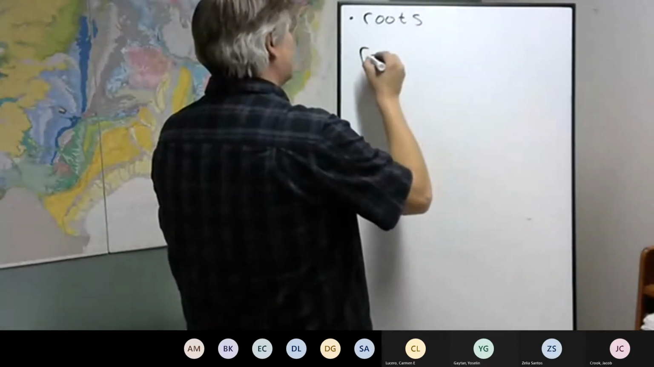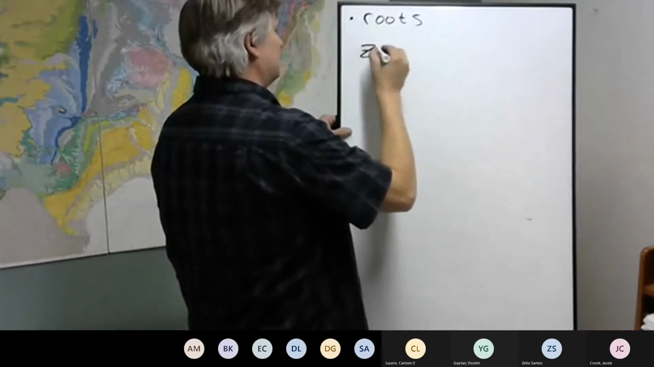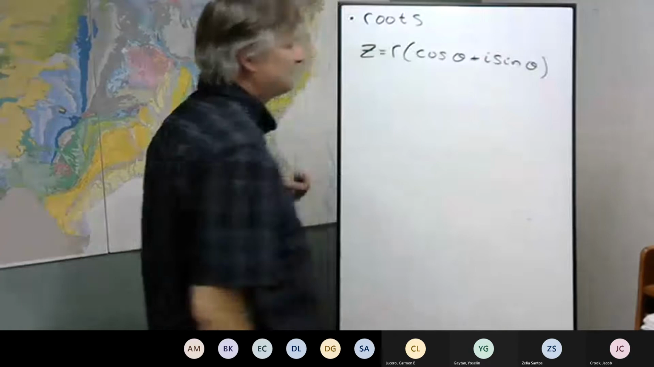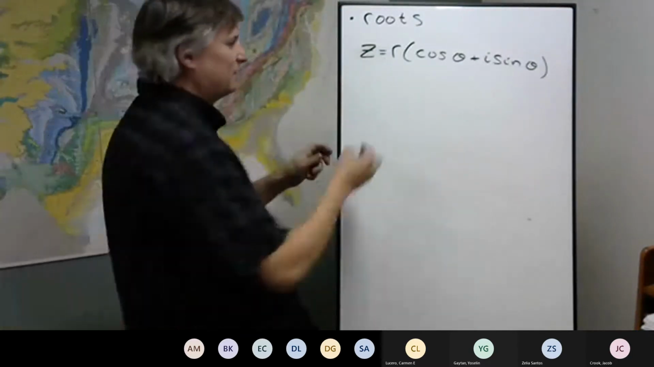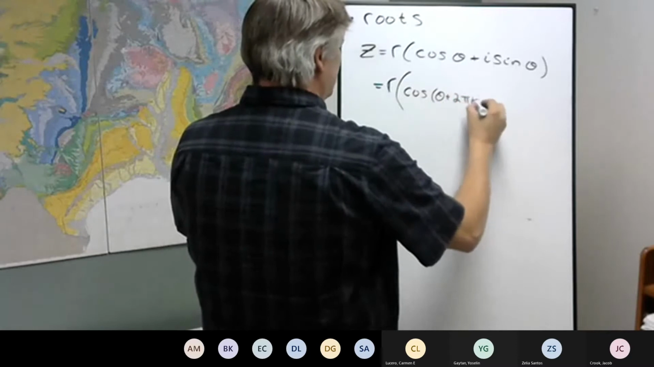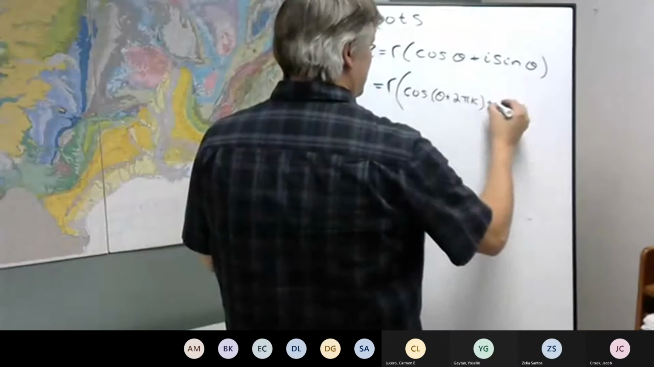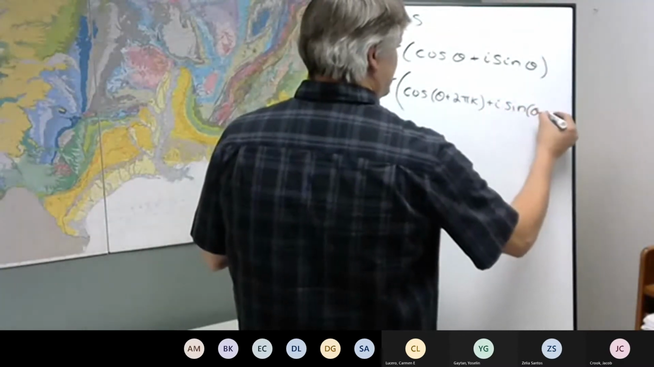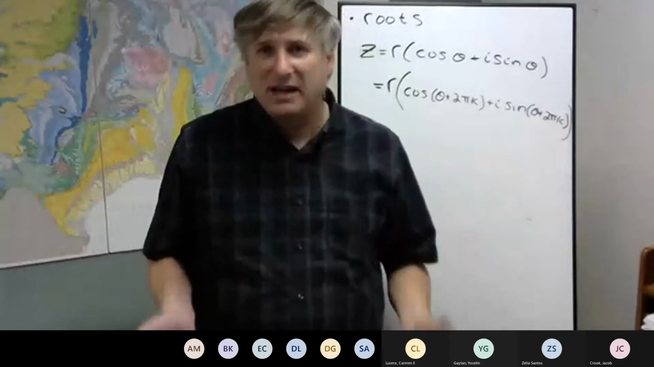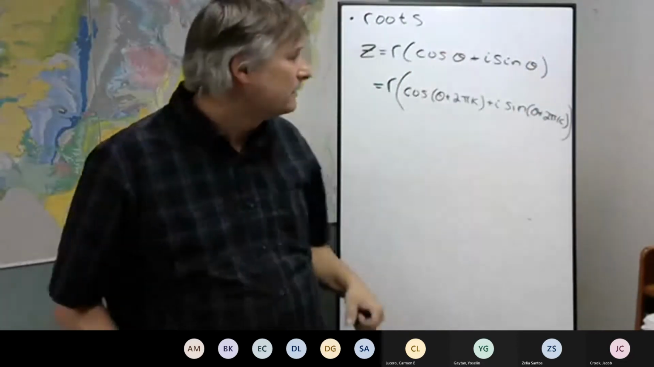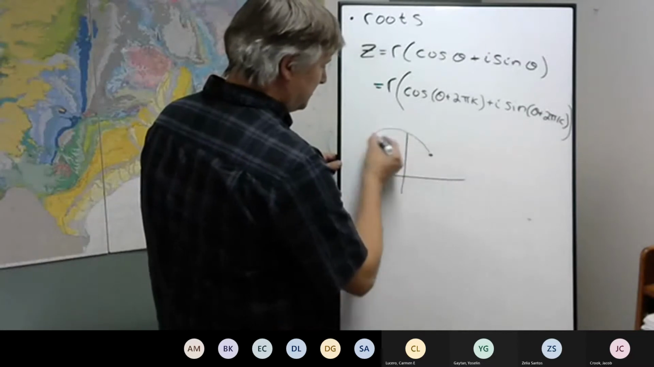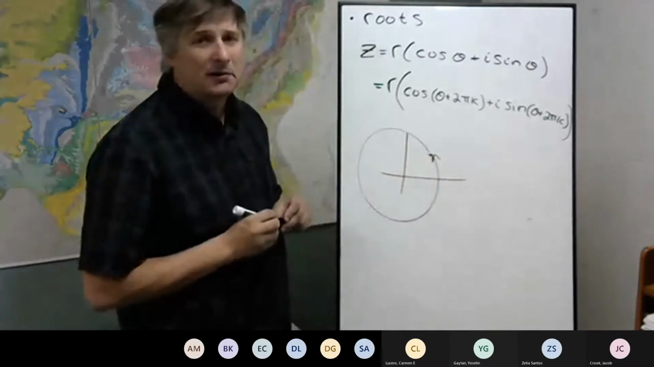So again, z equals r cosine theta plus i sine theta. But, and we know this from before, you can also add multiples of 2 pi, and you'll get the same location in space. Adding a multiple of 2 pi to theta, at least for sine and cosine, really doesn't change anything. You'll just end up right back where you started. The same with complex numbers as well. If you go a rotation of a full circle, or 2 pi, you're right back to where you started.